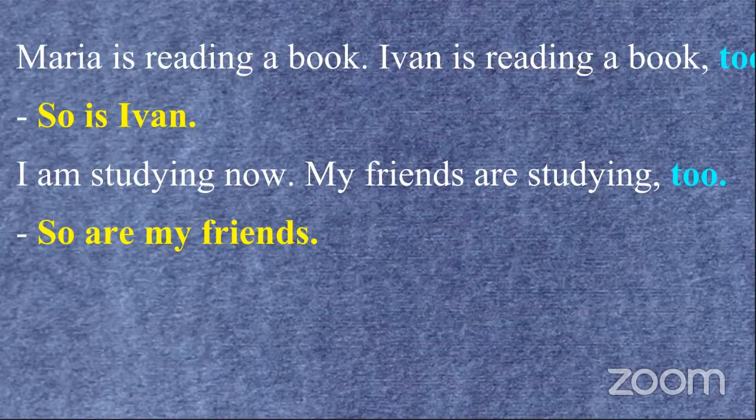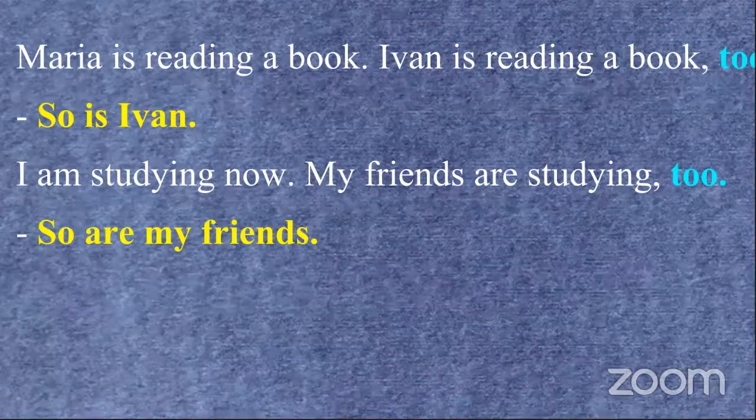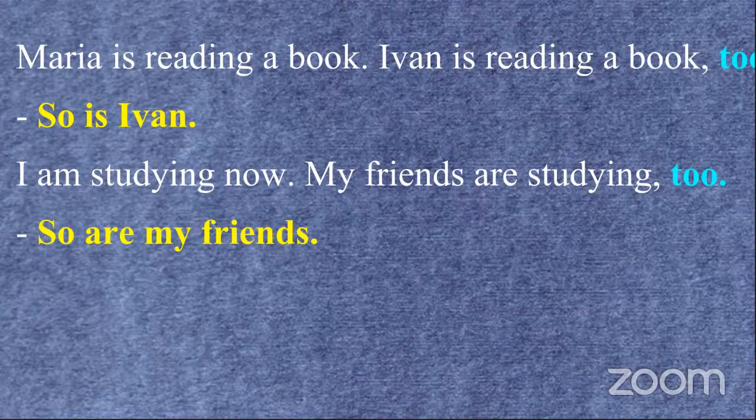In number two, as you can see, we have two sentences. Sentence number one, I am studying now. Sentence number two, my friends are studying too. So we have some people studying now. If I want to avoid repeating the second sentence, I use this structure. So I can say, I am studying now, so are my friends.